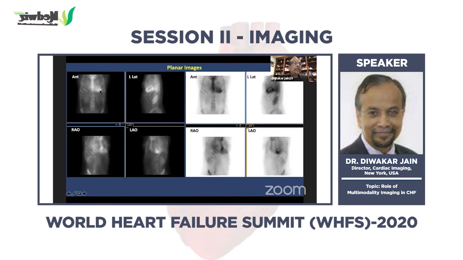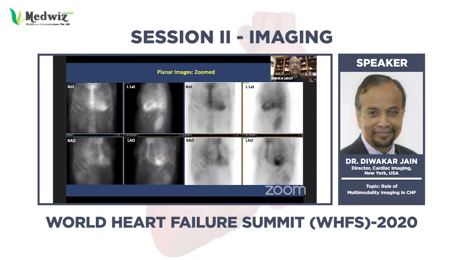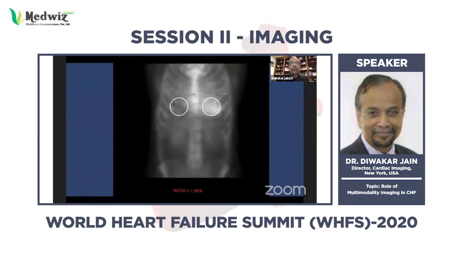So the uptake in the heart is even more intense than the bone uptake. Semi-quantitatively, we call this a grade 3 uptake, which indicates that the tracer uptake is more than that of the bone uptake. And these are the close-ups of the images, again showing a very profound tracer uptake in the heart. The heart-to-lung ratio shown here was abnormal, 1.65. Normal is 1.5 or below.